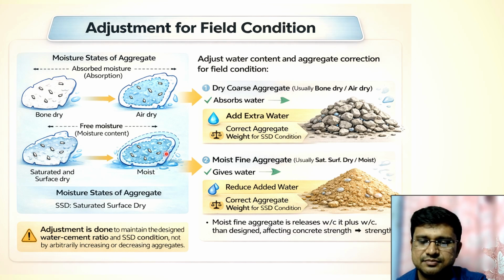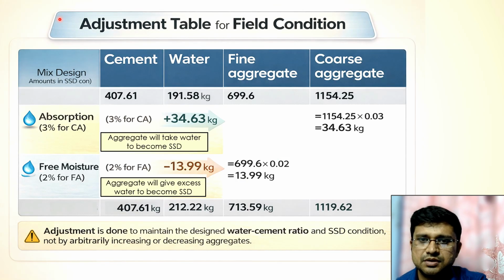And this is moist condition. For moist condition, some moisture will be outside the aggregate. So if there is some moisture outside, the aggregate will actually donate this extra moisture to the concrete mix. Now, suppose from the lab testing, we find out that water absorption for coarse aggregate is 3%. So coarse aggregate will absorb 3% of its own weight. 3% of coarse aggregate comes out to be 34.63 kg. So we must add this extra water to the mix because the aggregate will absorb this much amount of water.